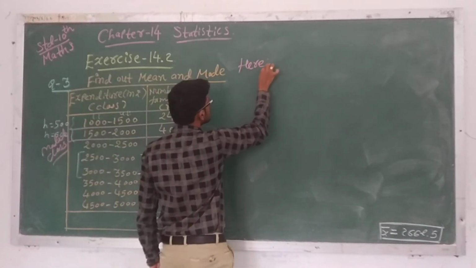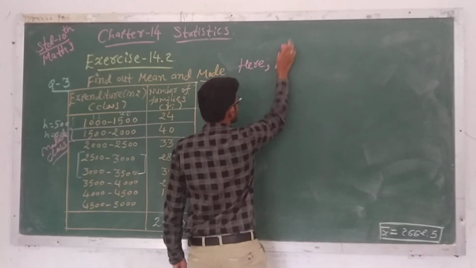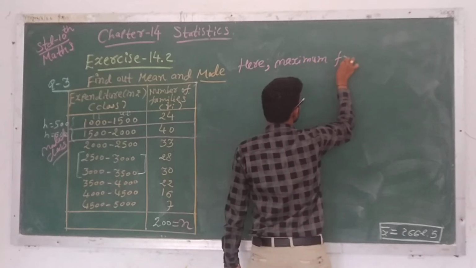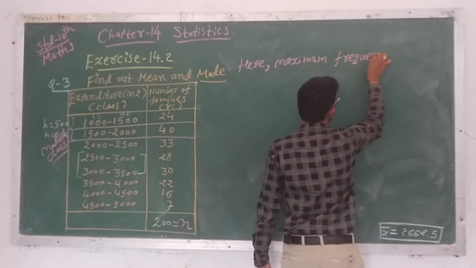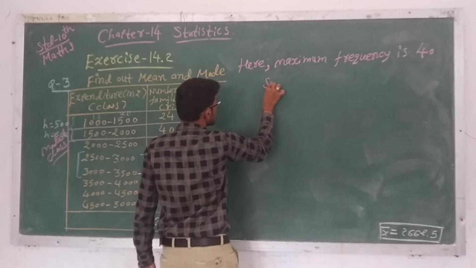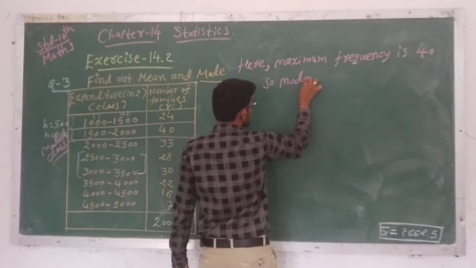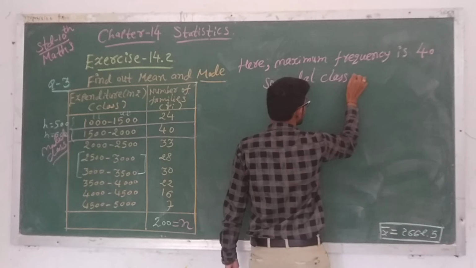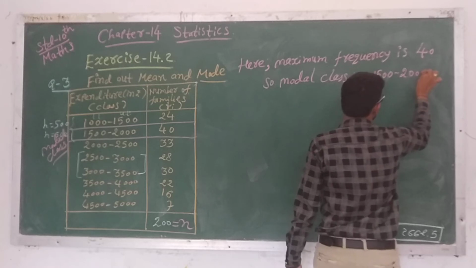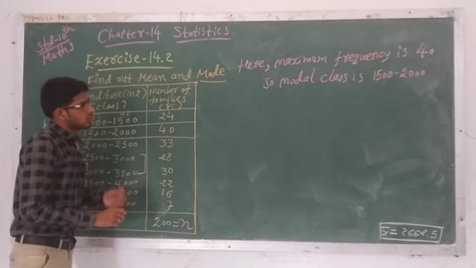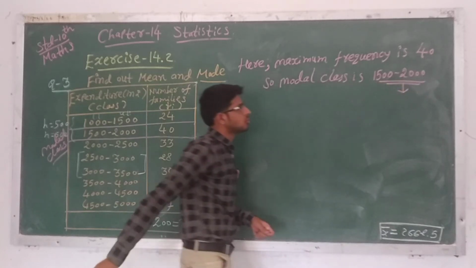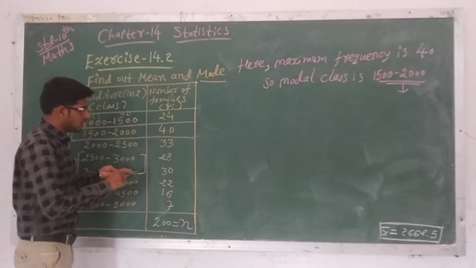Here write down, highest or maximum frequency is 40. So the modal class is 1500 to 2000. Okay, so we have to use the modal class and find the values of f1, f0, f2.